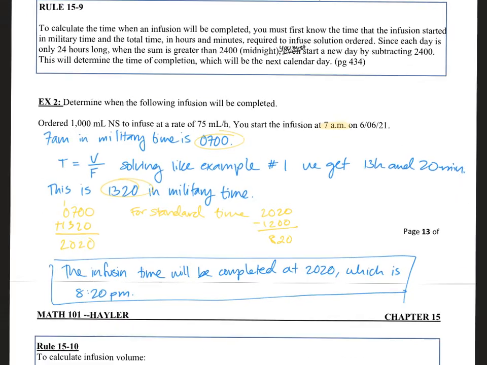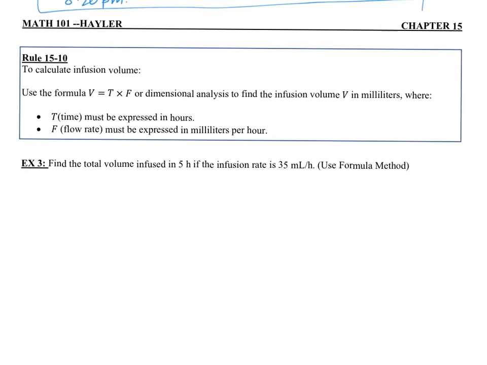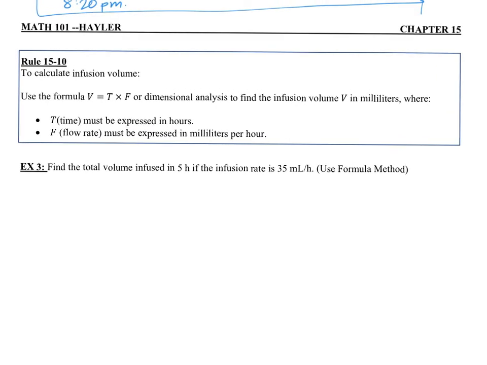Okay, let's look at the next example. I think it's the last example for this section. So the next rule. To calculate infusion volume, you're going to use the formula volume equals the time times the flow rate, or dimensional analysis, to find the infusion volume V in milliliters. Where T, once again, is the time expressed in hours. As usual, you need to have these specific units, hours. If it was given in minutes, you would need to convert, and the flow rate must be expressed in milliliters per hour. Once again, if it is given in different units, you would need to convert it.